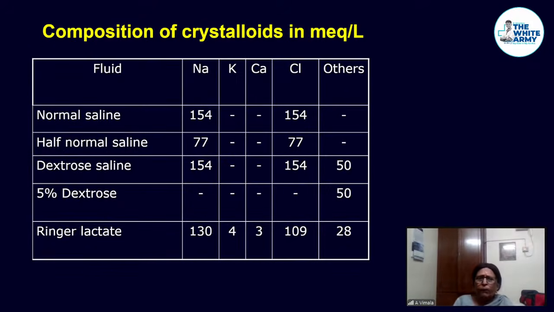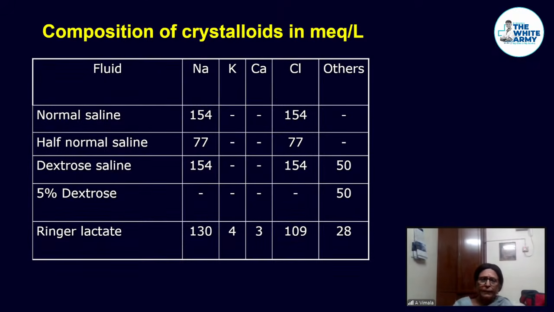Now, what are the common fluids used for parenteral administration? We have normal saline, which contains 154 of sodium, 154 of chloride, no potassium, no calcium, no glucose. This is not very physiological because our plasma contains only 104 milliequivalents of chloride, whereas normal saline contains 154 milliequivalents. So you are giving more chloride, and that can produce chloride acidosis.